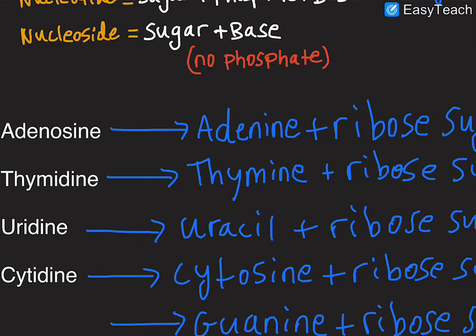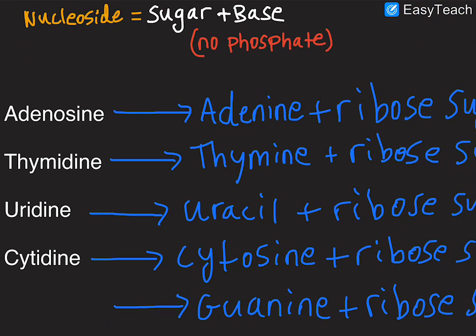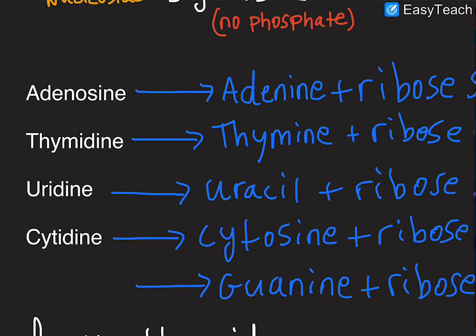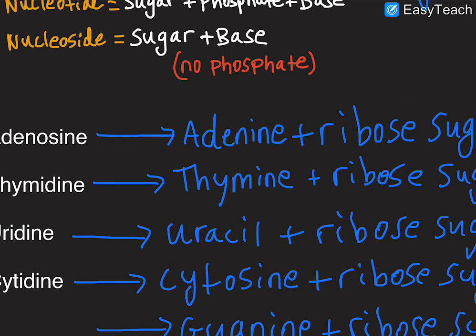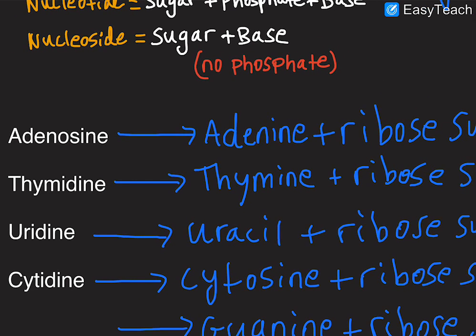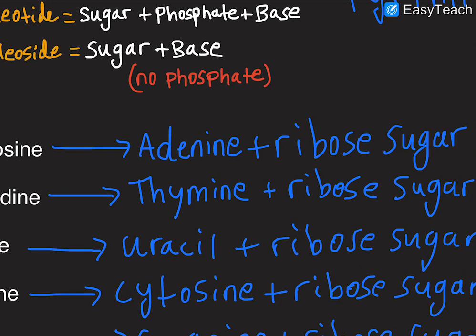So I have some examples here. Let's take into consideration adenosine first. Adenosine is a nucleoside. Now, why is it a nucleoside? Because it's made up of a nitrogenous base right here, and a ribose sugar. So remember we said base plus sugar equals nucleoside.